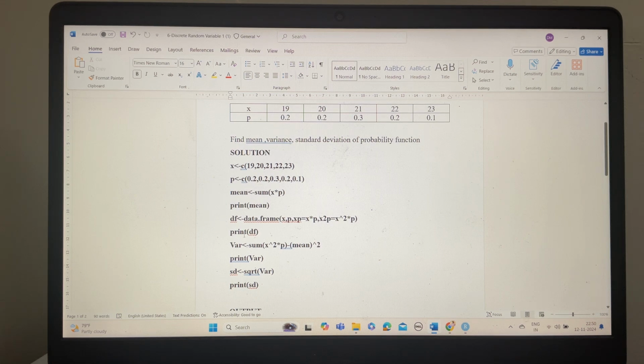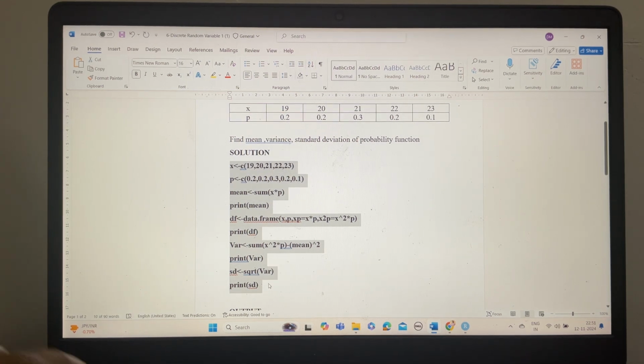Once you give the command print df, you can see the table in the console. And what is the variance here? The formula of the variance is sigma x square p minus the mean square. So it is sum of x square star p minus mean square. Print variance, and the standard deviation is the square root of the variance, print st. This is what the commands do, I hope you could understand now.